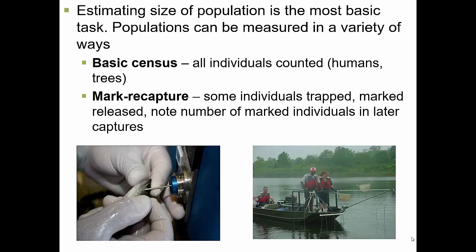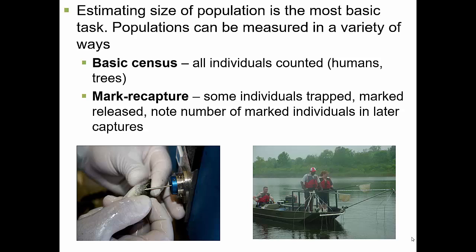One of the first things we typically think about when we think about studying ecology is determining the size of a population. And so populations can be measured in multiple ways. One possibility is we can do just a basic census. We can look at all the individuals that are present in a particular area and count them. So we do censuses here, of course, in the United States on a regular basis, 10 years if I'm not mistaken.